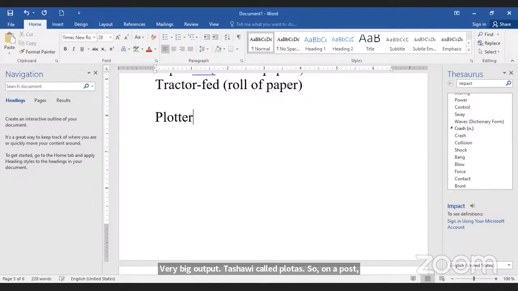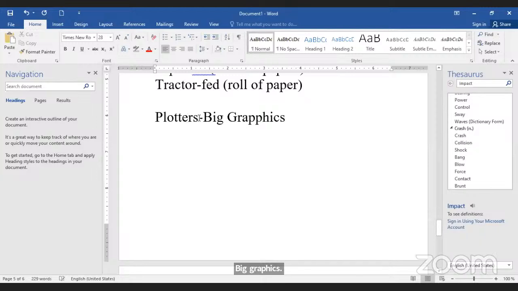So ukienda hapo Kandui, ukienda town, unaona kwa billboard kuna a poster imewekwa, a flyer imewekwa hapo kubwa. So we have a very big printer that can be used to print very big output, very big graphics. They are called plotters.